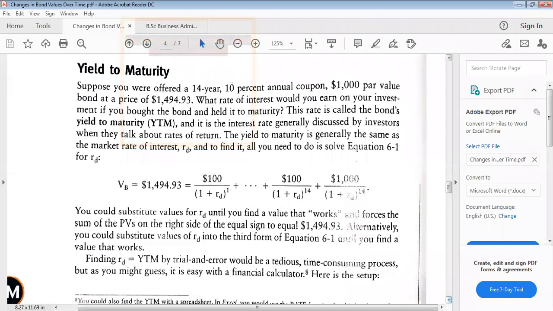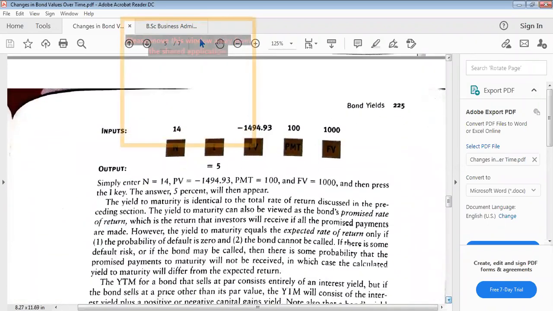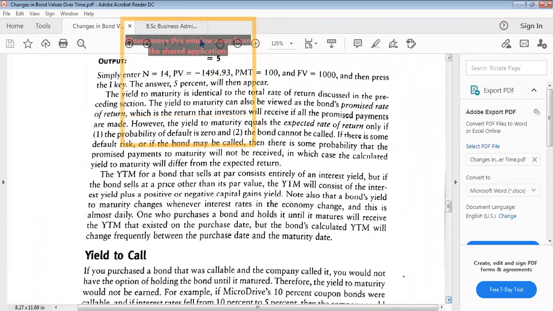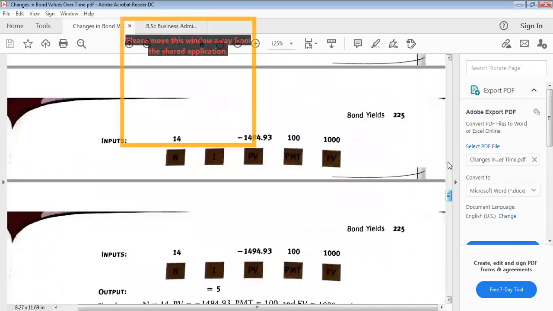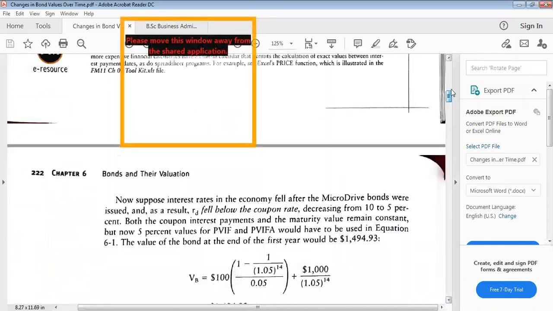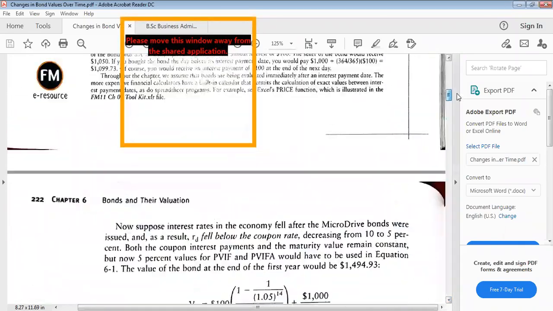Here is the setup. That is, use the financial calculator. So what you could have done is use this formula, this formula again.